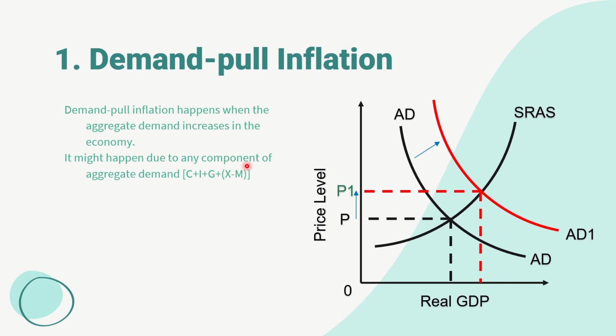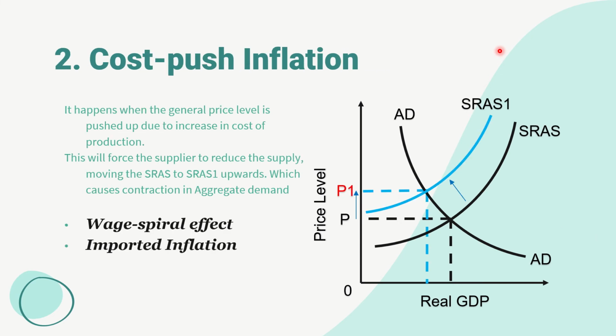It might happen due to any component of aggregate demand, which is C plus I plus G plus X minus M. If you haven't watched my video on aggregate demand, I will put a card and inform you to go watch it. Okay, so that was demand pull inflation. The demand has pulled the prices upwards.